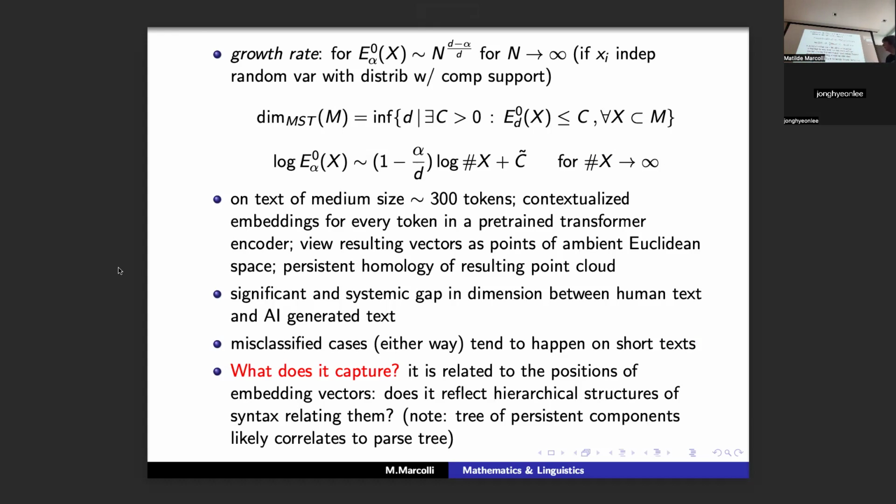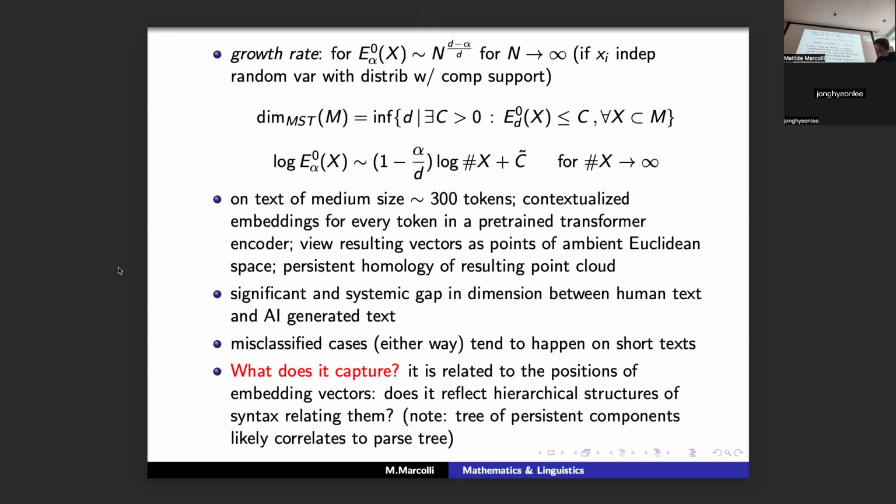Okay, so the kind of experiment, the kind of measurement that we've been doing, comparing human generated text and large language model generated text, uses texts which are not exceedingly long, about 300 tokens, but not too short. You look at the embedding of the tokens in your vector space, the corresponding vectors in your semantic space. This is the ambient Euclidean space in which you do this computation of the persistent homology. And the result is that there is a very significant and systematic gap in dimension between the texts generated by the large language model and the texts generated by humans, in the sense that the dimension is significantly lower for the texts that are artificial intelligence generated.